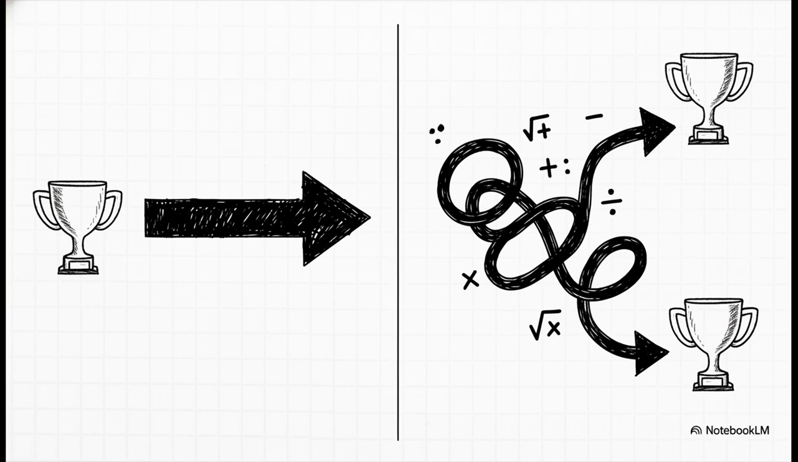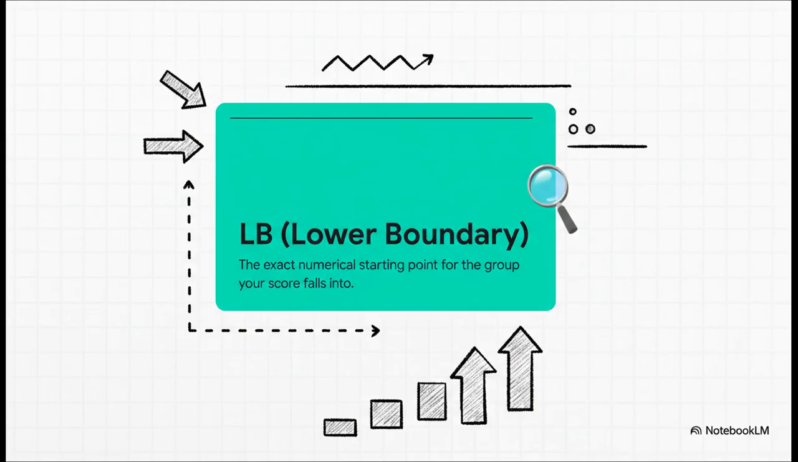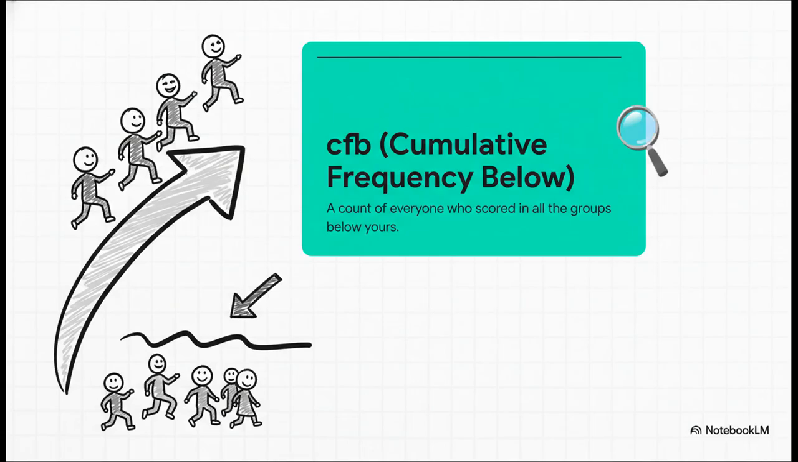And to do that, we just need a couple of key ingredients. First up, we need something called the lower boundary, or LB for short. So if you scored that 38, you're in the 36 to 40 group. The lower boundary is basically the precise starting line for that group. Think of it as our anchor point to start our calculation. And the other key ingredient is the cumulative frequency below. It sounds complicated, but we'll just call it CFB. All this is a simple count of every single person who scored in all the groups below the one you're in. It tells us the total number of people that you have definitely scored higher than, which is a huge piece of the puzzle.